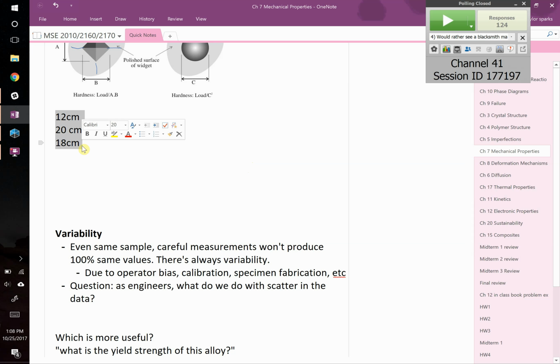Yeah. A range. You could give them a range. You could say that failure ranged between 12 and 20, and that's helpful. It doesn't tell you an average, but it at least tells you a range. So actually both of those are useful. An average and a range are both useful. What else have you seen done?